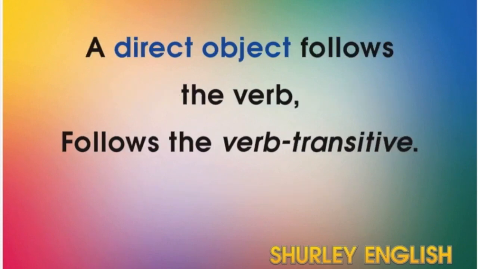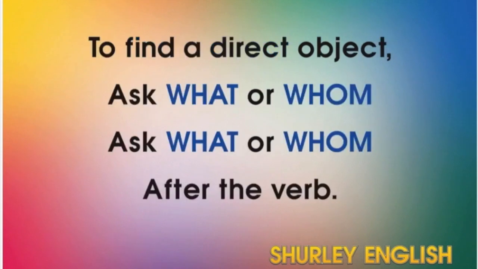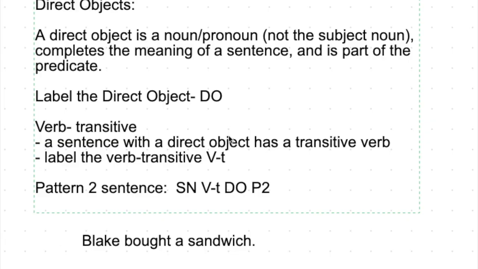A direct object follows the verb, transitive to find a direct object. Just one room after the verb.